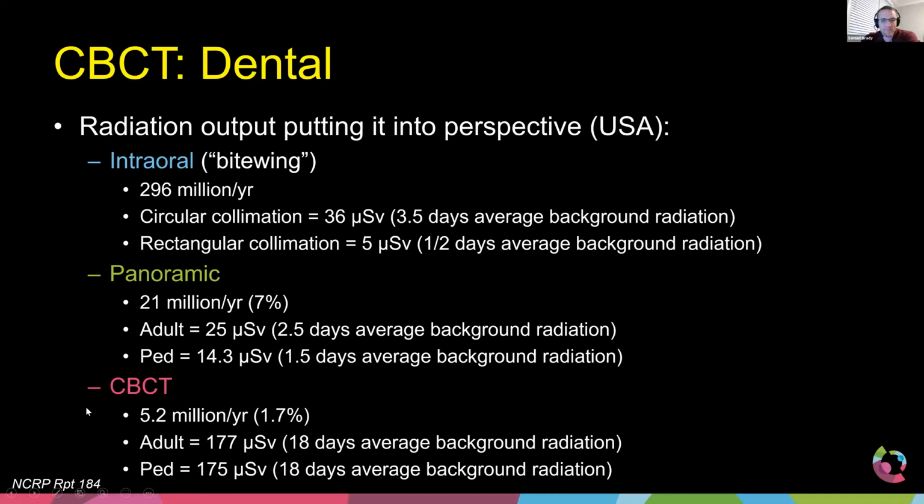And then the CBCT is even less used. We only do about 5.2, 5.5 million of these a year. So only about 1.7 or 2% of the entire dental population gets one of these. And here the doses are much higher to the population, 177 or 180 microsieverts, which is approximately 18 days of natural background radiation. And here you can see the pediatric population gets basically the same. So there's not been a lot of optimization in the usage of CBCT because it's just not really used that often. So doses are pretty much the same for kids as they are for adults.